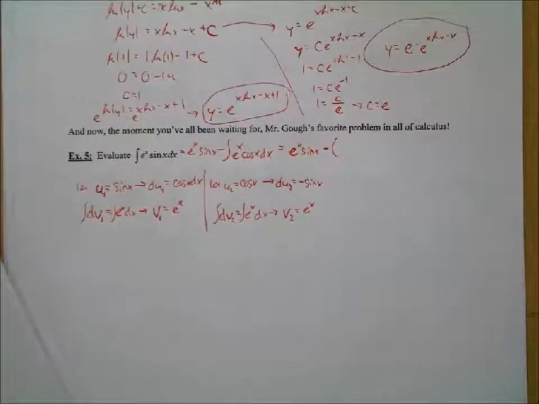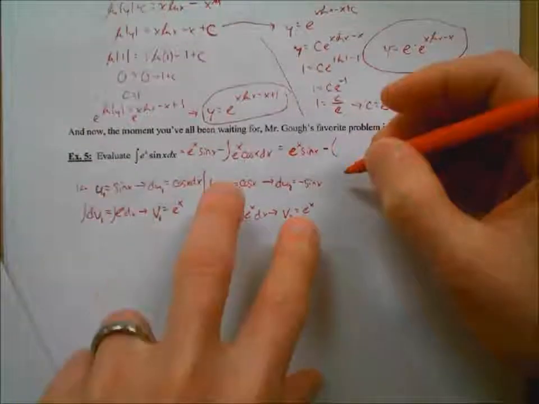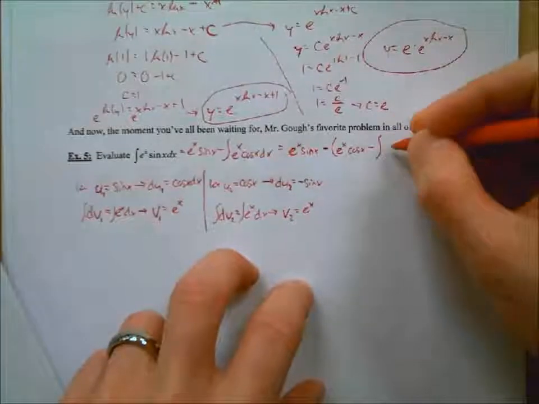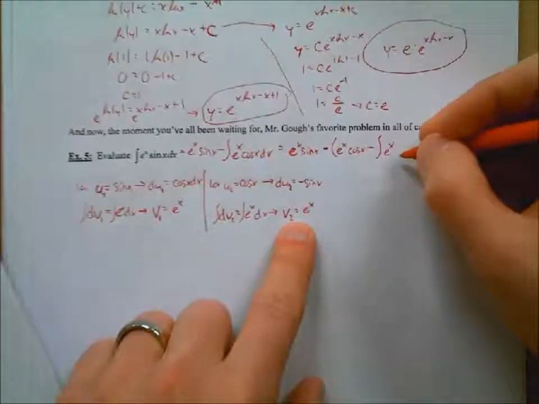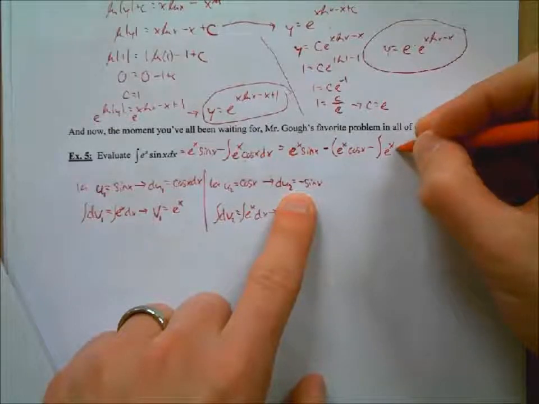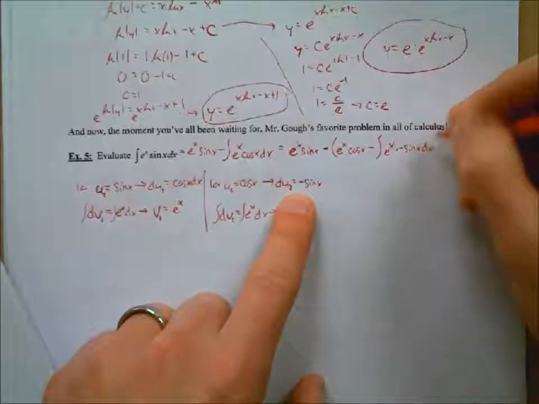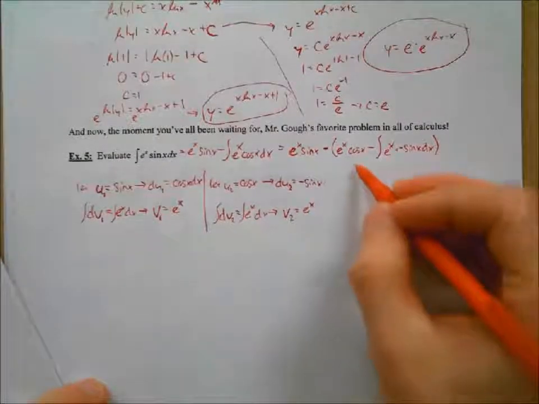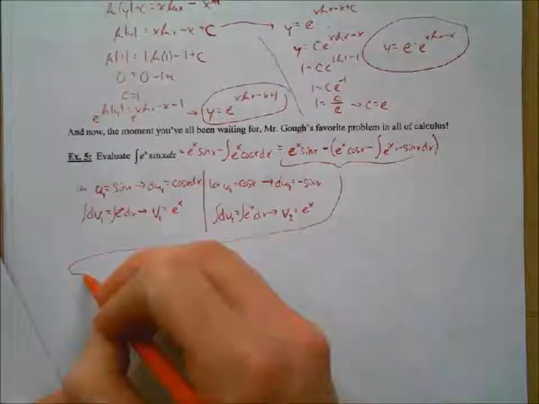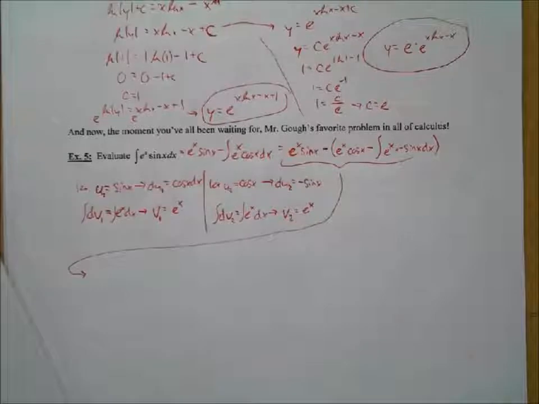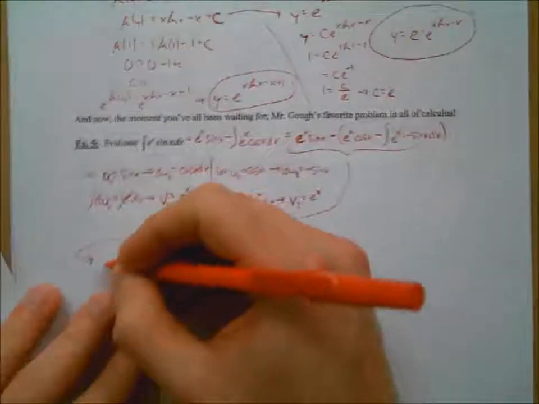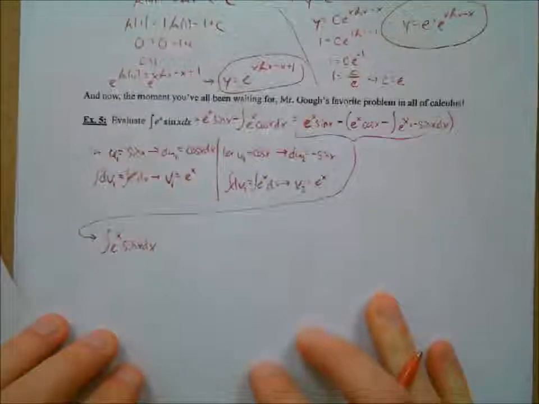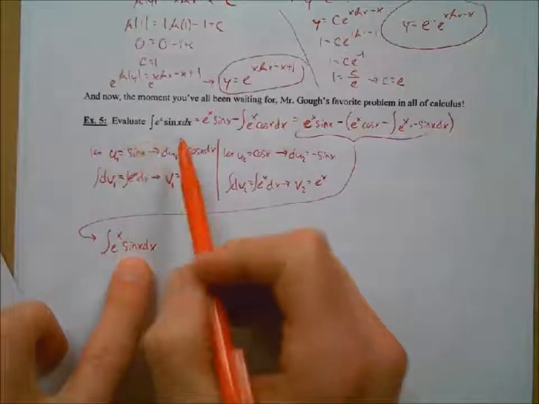All right, so e to the x sine x minus, and then quantity uv, e to the x cosine x, minus the integral of v, e to the x, du, negative sine of x. Okay, now let me simplify this just a little bit, and I'm running out of space, so I'm going to take this, move it down to here, and rewrite it here. So what we've got right now is we're trying to evaluate the integral of e to the x sine of x dx, right? That's the original integral we're trying to find.